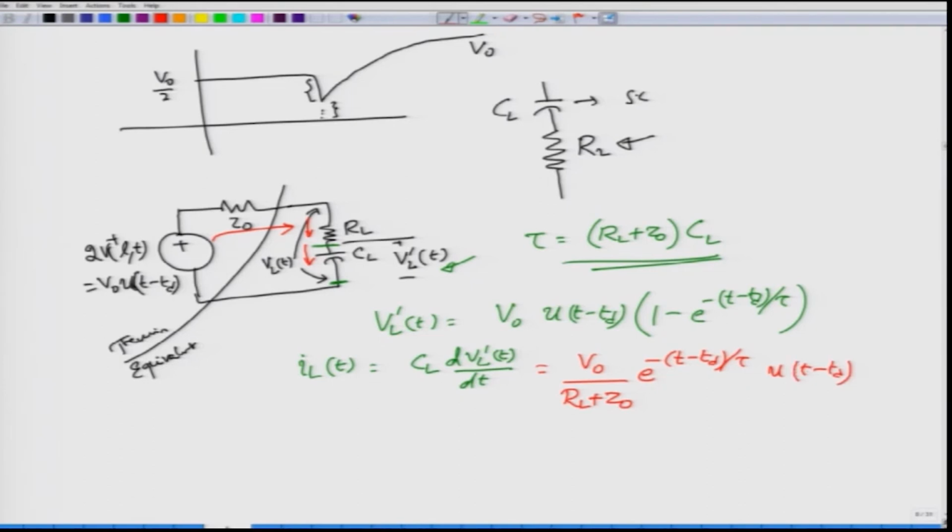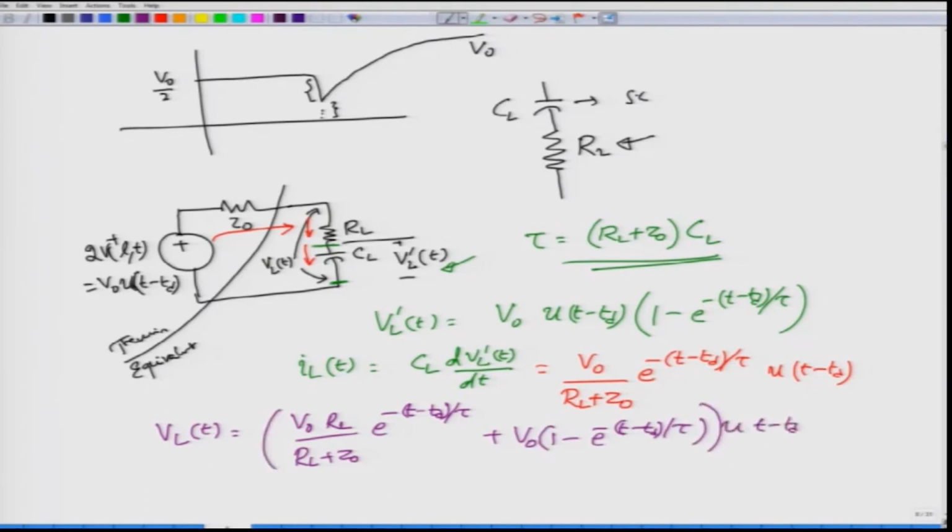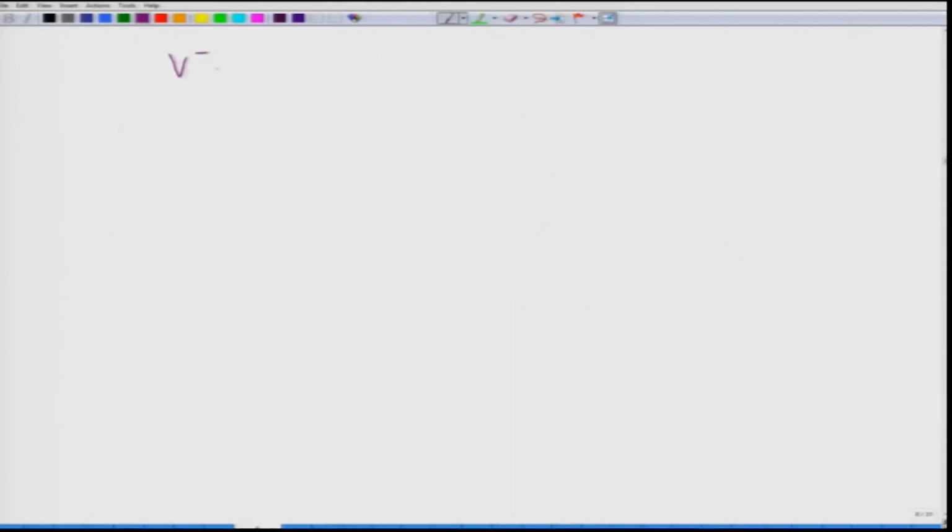You can now go back and calculate what is the full voltage VL of t, that is across RL and CL, and you will see that you will have two parts to this: V0 RL over (RL plus Z0), which would be exponentially changing by tau, plus V0 times 1 minus e to the power minus (t minus Td) divided by tau. Okay. So this would be the total load voltage, of course this entire thing multiplied by u(t minus Td). What is interesting is the reflected voltage.